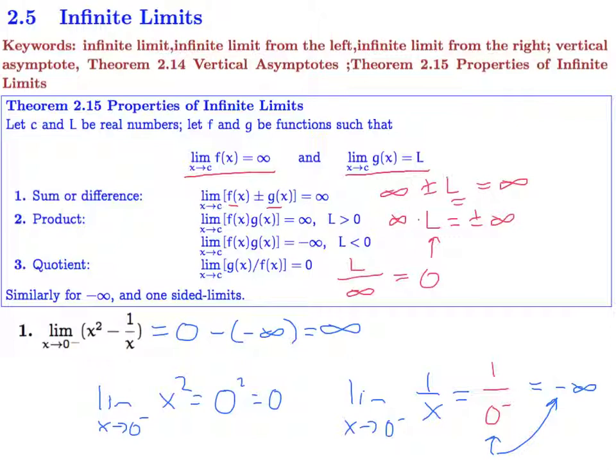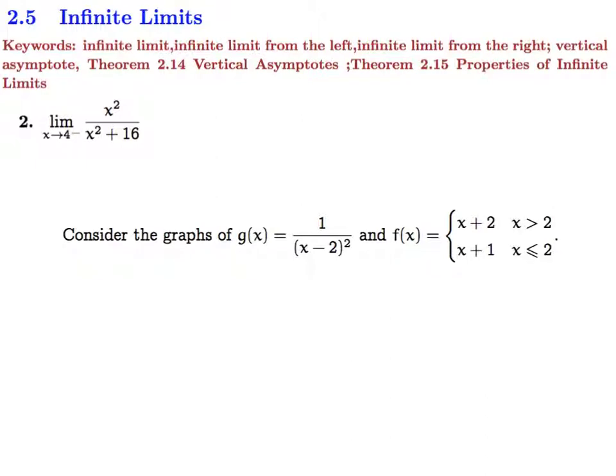And we can see that this is really just use of property 1 up here in our table. That is, 0 minus a negative infinity will give us infinity. So take a minute to try to compute this one yourself.